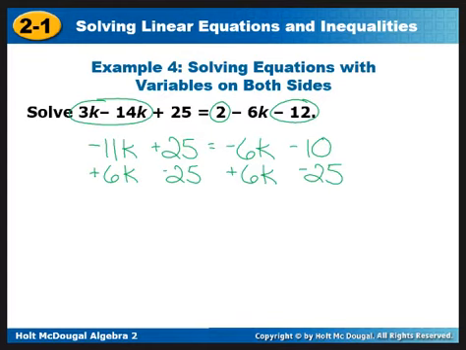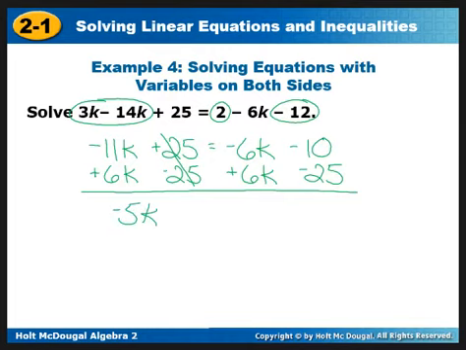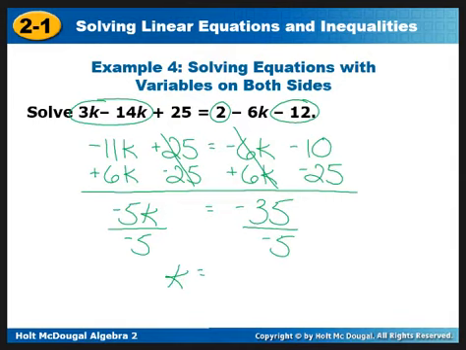All right, so when it's all said and done, the 25s cancel over here. So I am left with negative 5k. On the other side, those are going to cancel out, and I'm going to be left with negative 35. Now my last step in this equation would be to perform the opposite operation to get the k by itself. So I'm going to divide by negative 5. And k is going to equal positive 7.